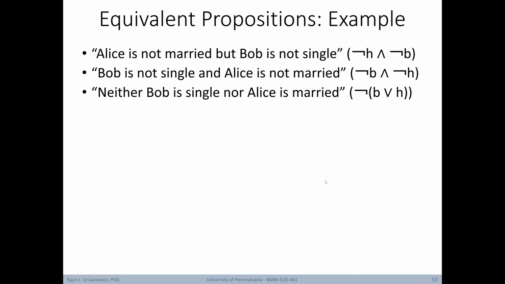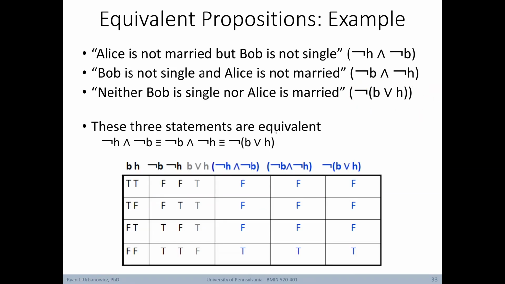Let's look at some natural language examples of equivalent propositions. In the first case, Alice is not married, but Bob is not single. This is equivalent to the statement, Bob is not single and Alice is not married. Merely the order has been changed. Yet another equivalent statement to these is, neither Bob is single nor Alice is married, represented slightly differently here. All three of these statements are in fact equivalent, and we can see this using the truth table, where all three interpretations give you the same truth values for all three of these propositions.